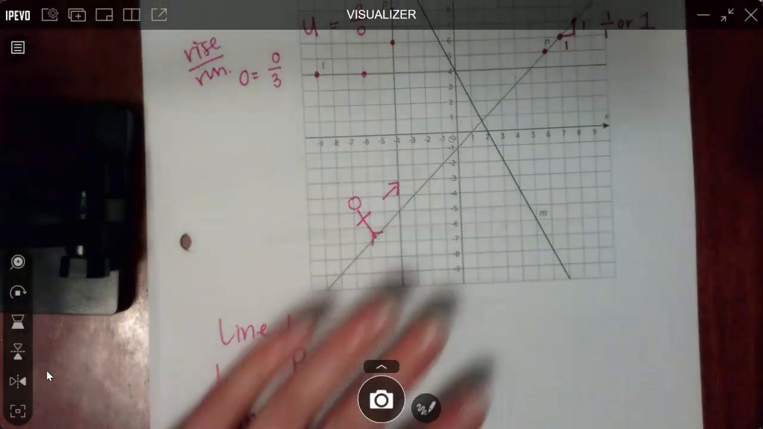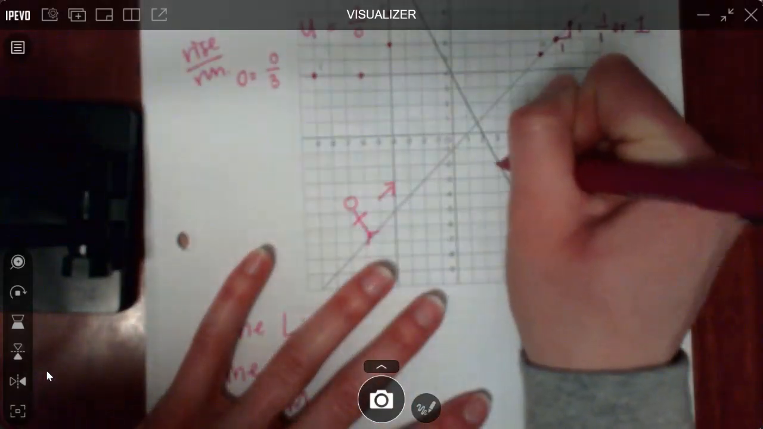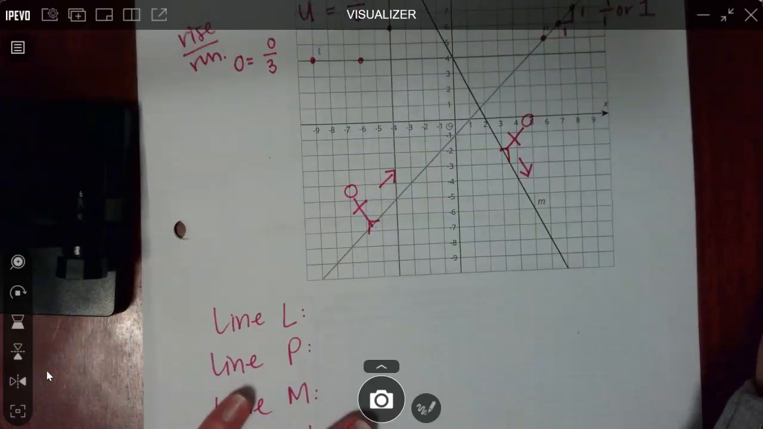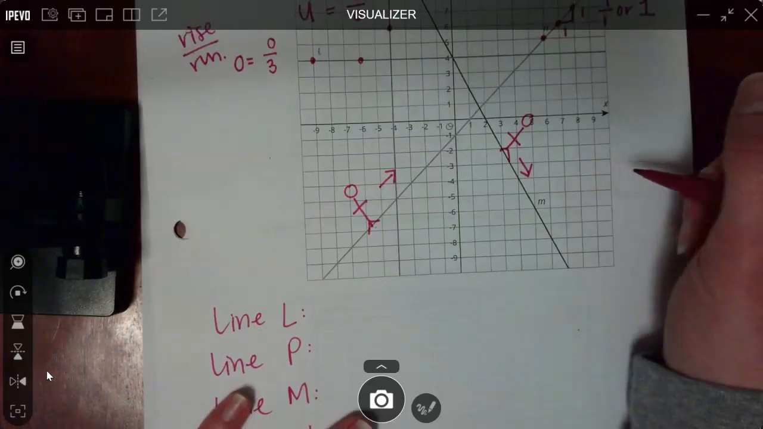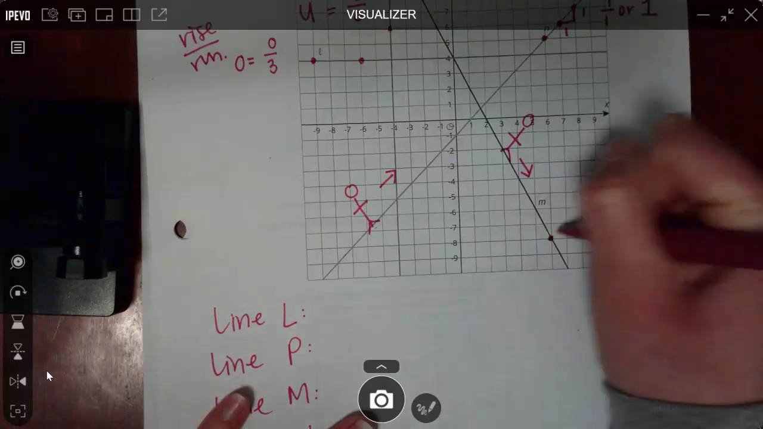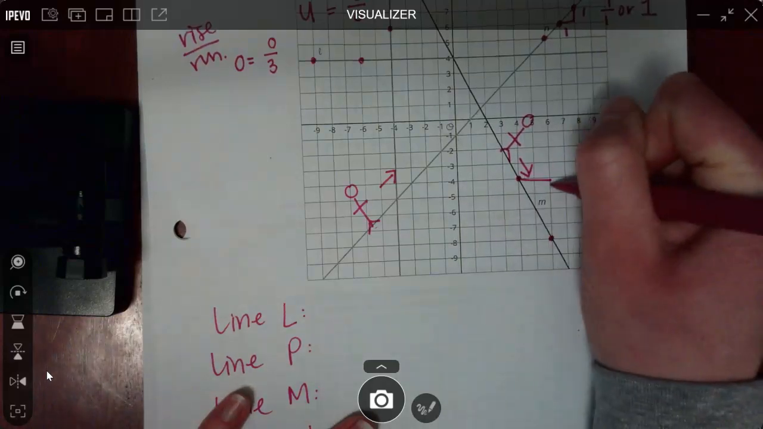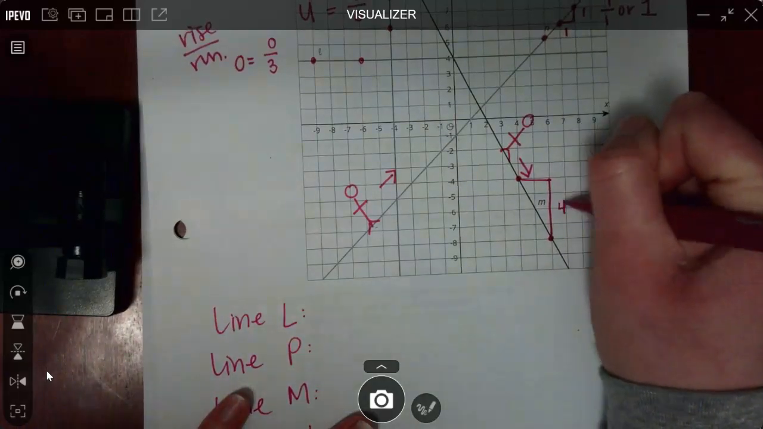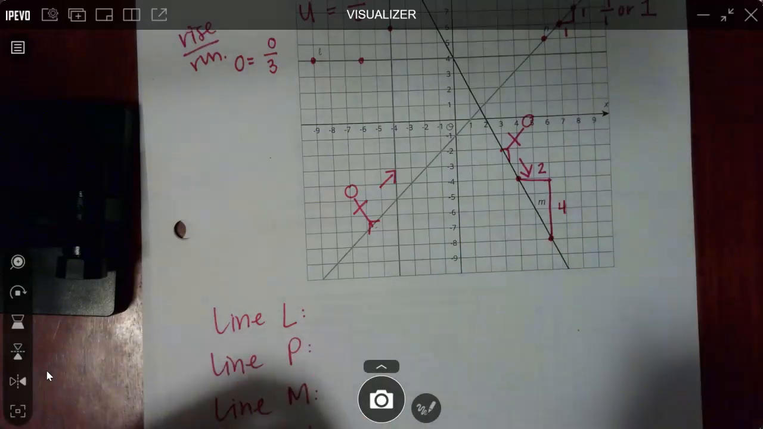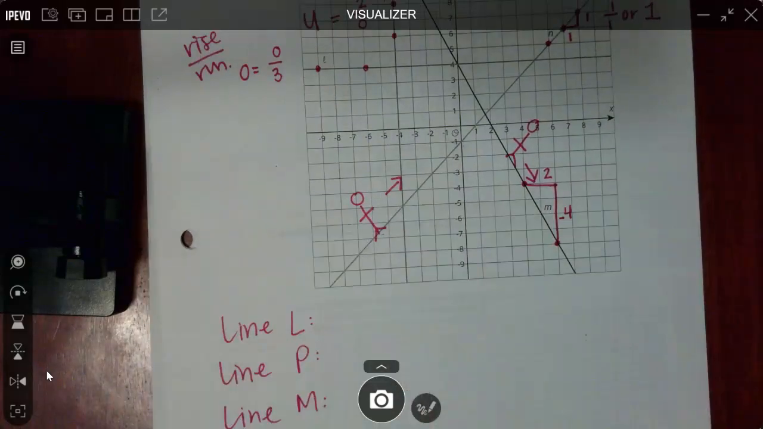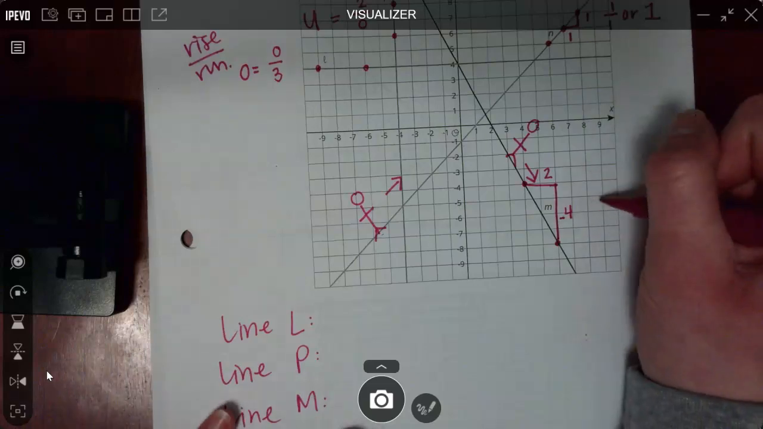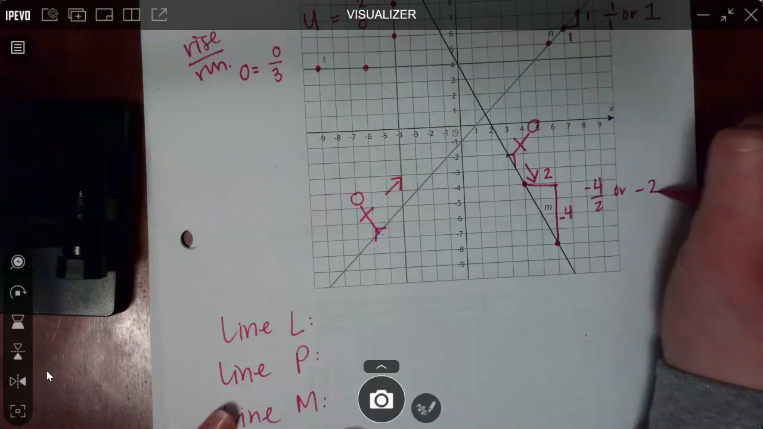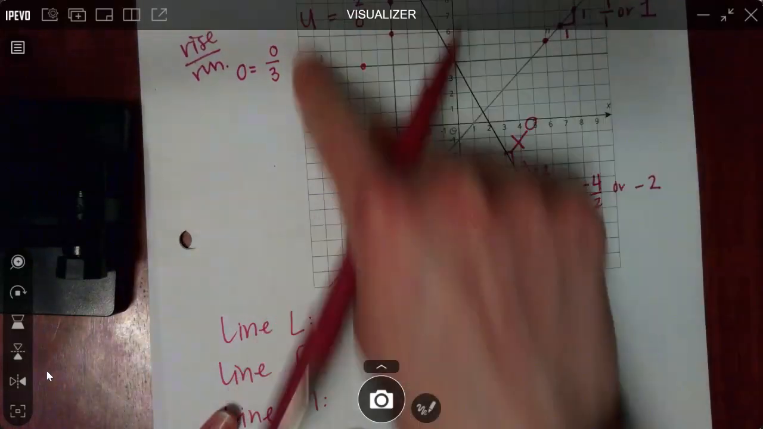Then we've got M. Again, you could put a person on the line. This person is walking down the hill, so this is a negative slope. Okay, I've got to find some points. Here's a point. Here's a point. Make my triangle. 1, 2, 3, 4. 1, 2. But I went down 4, so I need to make sure that's a negative. So now I've got negative 4 over 2, or just negative 2. So now I have all 4 of my slopes.